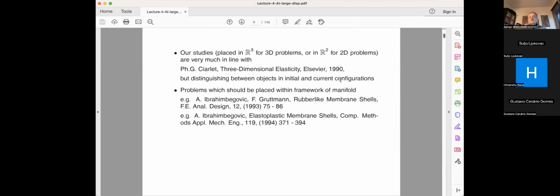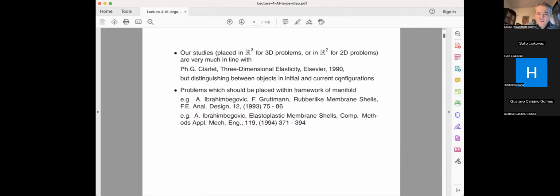Basically, he did not distinguish between the initial and current configuration, because he couldn't, because he had just a representation of tensor. And although the math was okay, the conceptual introduction of the large displacement was missing. And then I said, it's really not a good idea.